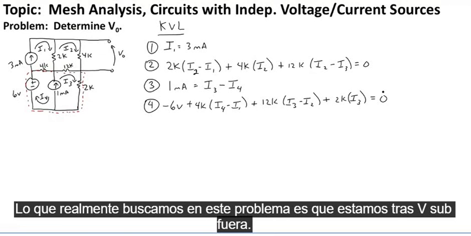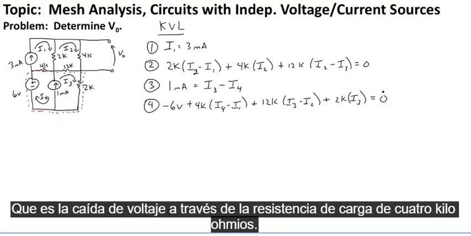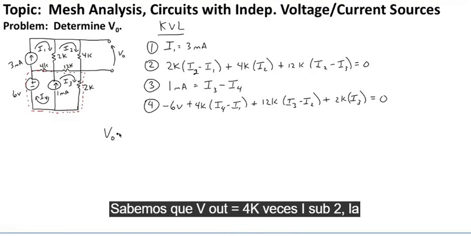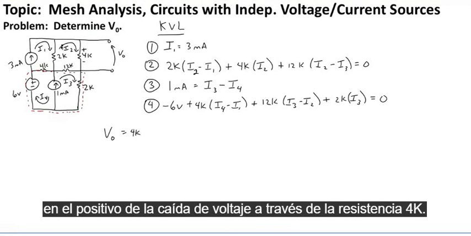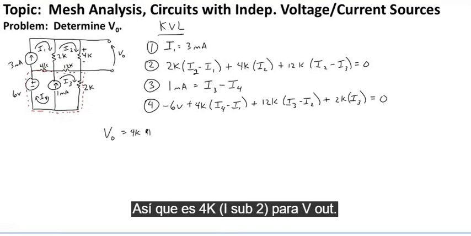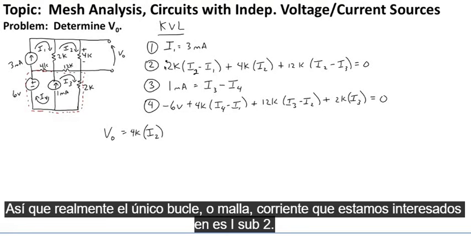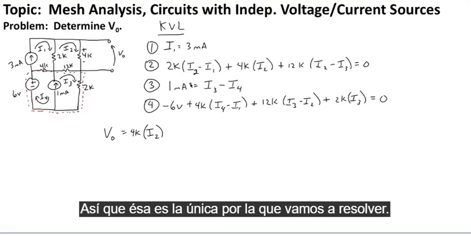What we're really after in this problem is V sub out, which is the voltage drop across the 4 kilo ohm load resistor. We know V out is equal to 4K times I sub 2. Passive sign convention tells us the positive I2 would flow into the positive of the voltage drop across the 4K resistor. So it's 4K times I sub 2 for V out. So really the only loop or mesh current that we're interested in is I sub 2. So that's the one we're going to solve for.